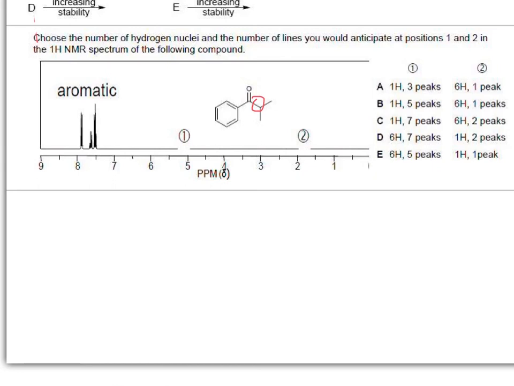So I'm seeking that 1 is the one with 1 proton only, so A, B, and C are my appropriate choices. D and E are out of the window already because we are looking for only 1 proton at that particular position. And since it has essentially 6 neighbors, that means it should show up as 7 peaks. Likewise, the 6 hydrogens for the terminal methyls should show up as 2 peaks, like a doublet. So choice C is appropriate.